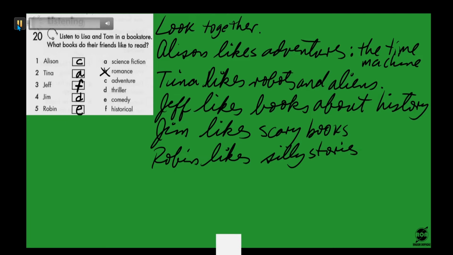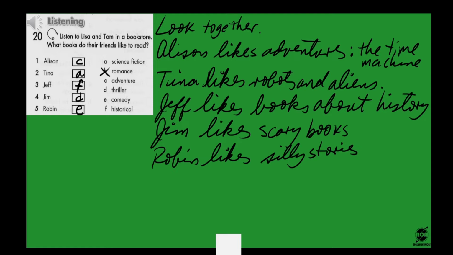Hi, Tom. What are you doing here? I'm looking for some books. Me too. Why don't we look together? Okay. Do you think Allison would like this one? It's called Outer World. Is that science fiction? No, Allison likes adventure stories. She would like this one, The Time Machine. It looks exciting. I think Tina would like Outer World. She likes books about robots and aliens. You're right. Here's another interesting book.